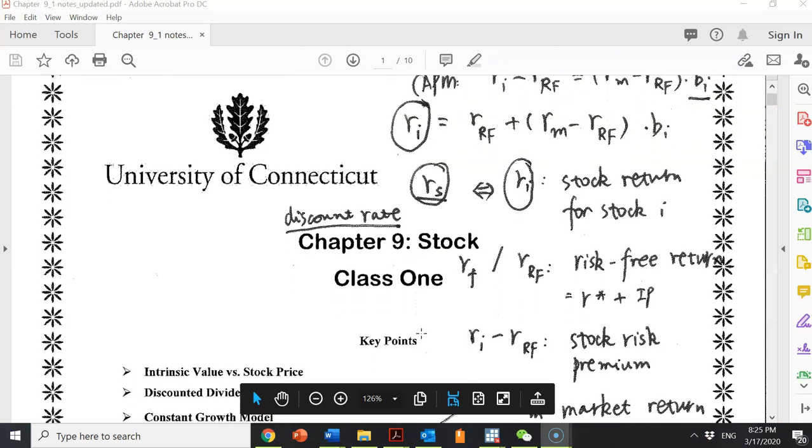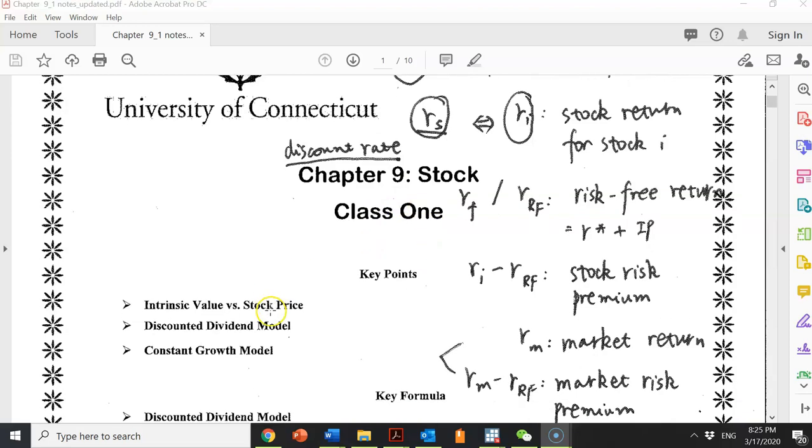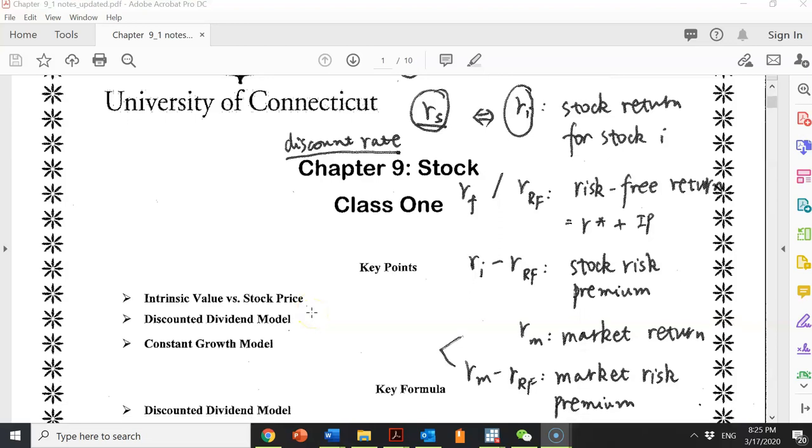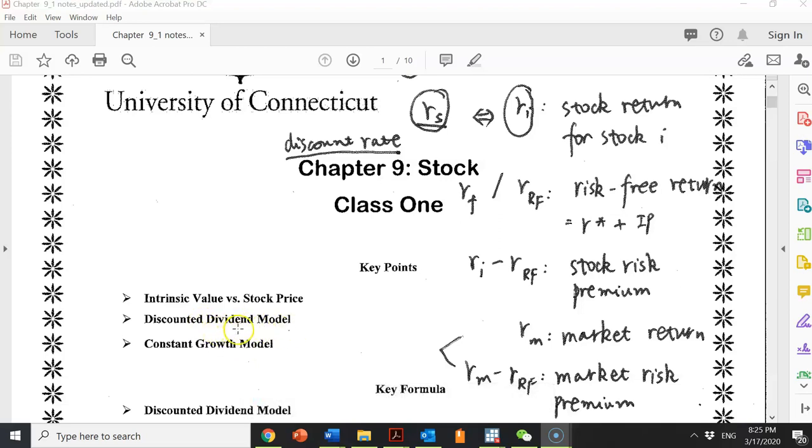From today's class, we're gonna spend 3 lectures on this chapter. And in class 1, we're gonna introduce intrinsic value and how we compare intrinsic value to the estimated stock price from different models. And for class 1, we're gonna introduce the first model to estimate stock price, which is called discounted dividend model. You can tell by its name that we will discount all the dividends of the stock to present to get the stock price.